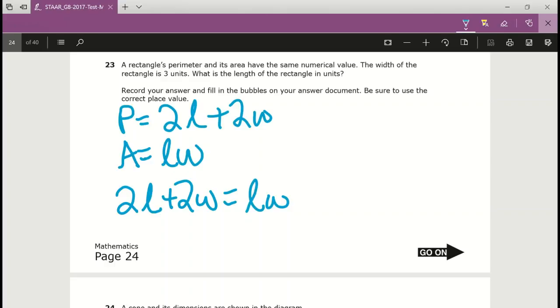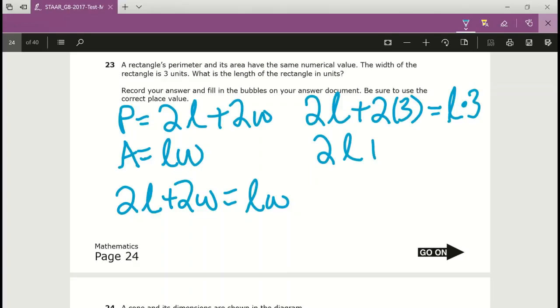And the next thing that we know is that the width of our rectangle is 3 units. So everywhere I see W, I'm going to plug in a 3. So it's 2L plus 2 times 3 equals L times 3. So we simplify this, and we get 2L plus 6 equals 3L.